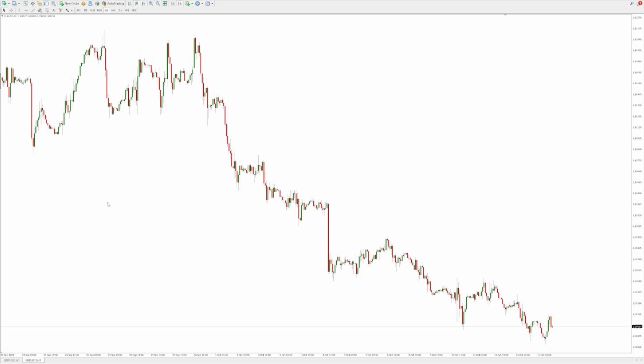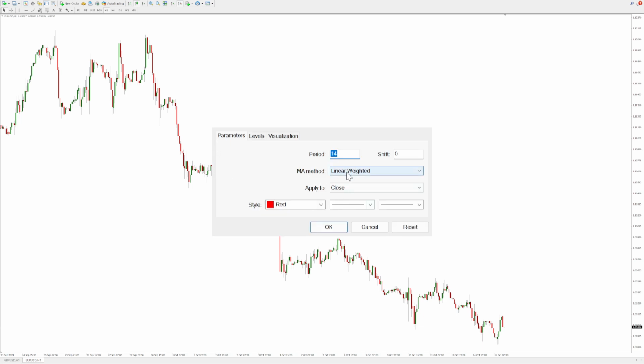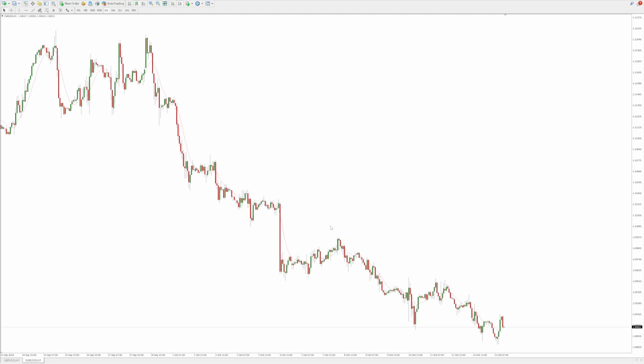I'm using the MT4 platform here. You can find your moving average indicator in any trading platform. It should be built in already. So we're just going to go Insert, Indicators, Moving Average. We're going to use the default 14 period, and we're going to change the moving average method from simple to linear weighted. Click OK, and there you go. We have our weighted moving average.